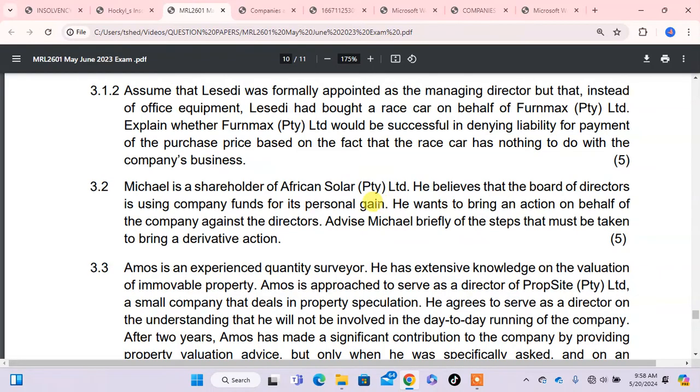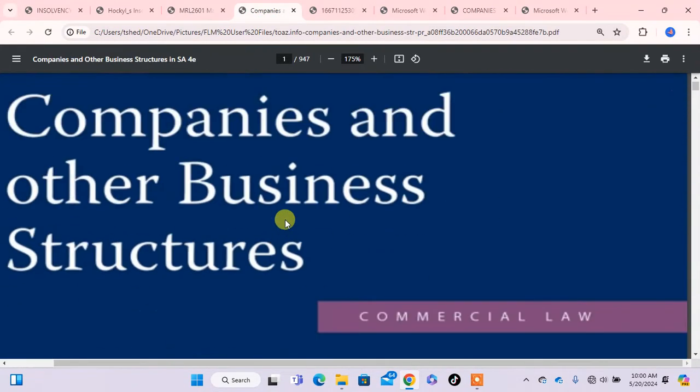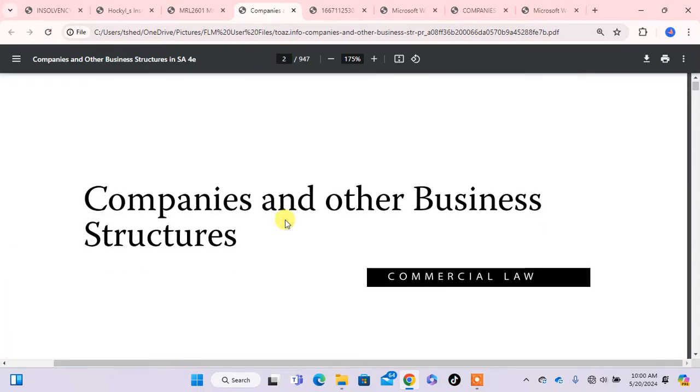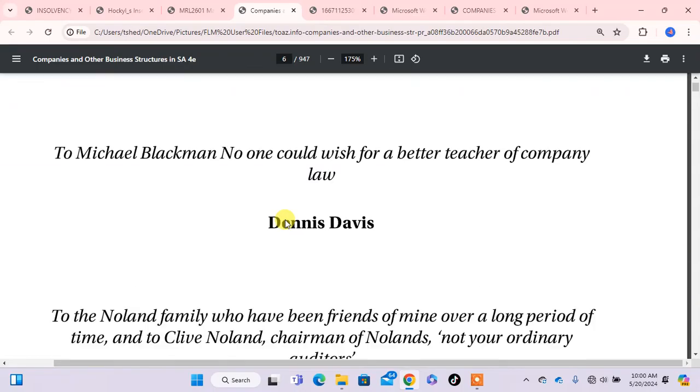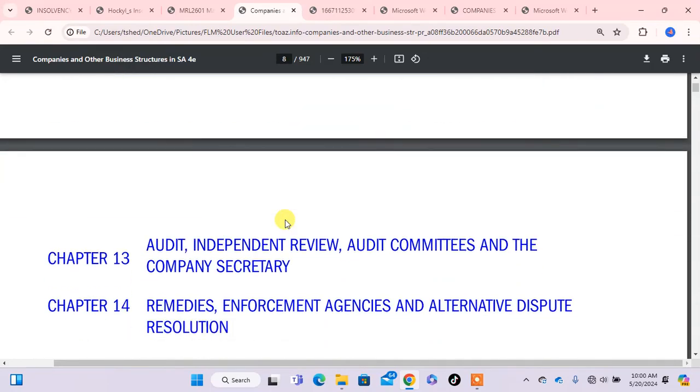So we are talking about a derivative action. Because the question is talking about the derivative action, I told you that you must have this book. Then you just come to this book, Company Law, 4th year, Other Business and Structure. What a nice book. We are going to the derivative action. It talks about the derivative one. It is very important to have it.